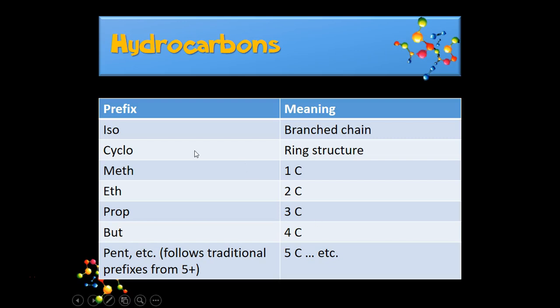If the carbon skeleton itself is bent into a ring structure, then you'll often see cyclo out in front. And if there's some sort of branch coming off the chain, so rather than it being just completely linear, there's branches, you may see that prefix iso as well.